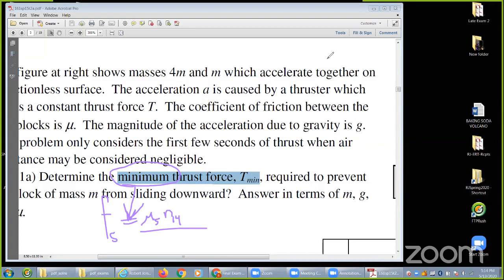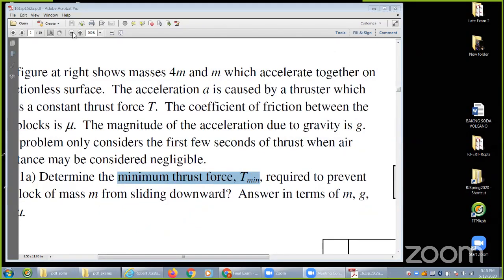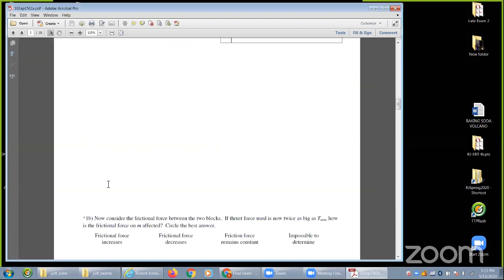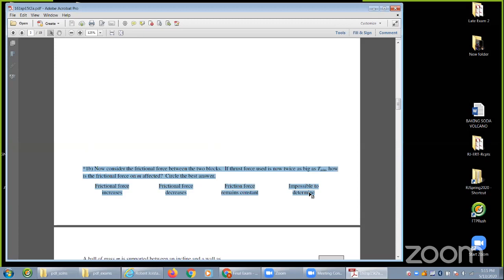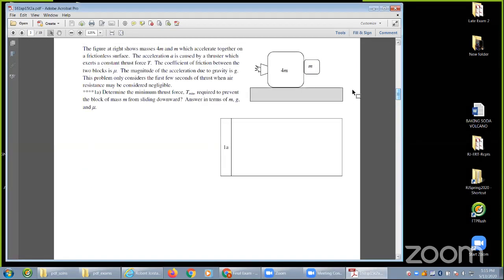I bet that's a concept question at the bottom of this page. Now consider the frictional force between the blocks. If we use twice as much thrust force, how is the frictional force on M affected? Take a second and think about it. Yeah, Jay, with the system, friction is internal. There was no friction between the ground, I think. Let me look. Frictionless surface.